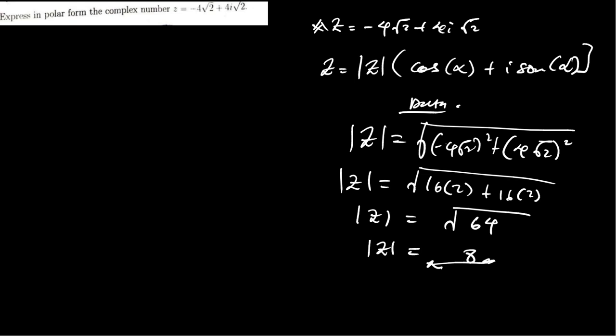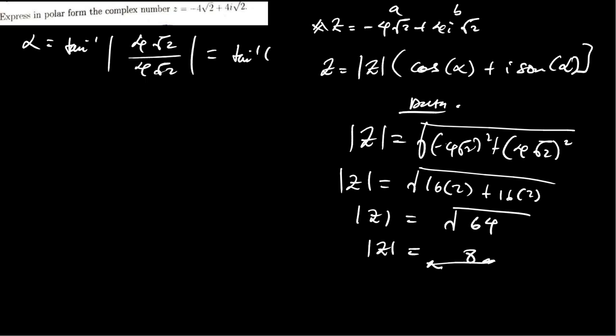And then all we have to do is find alpha, which is the argument, tan inverse of the magnitude of a over b, where this is the a and this is the b. So you end up having 4 root 2 divided by 4 root 2, and this would be tan inverse of 1. And we know tan inverse of 1 is 45 degrees.